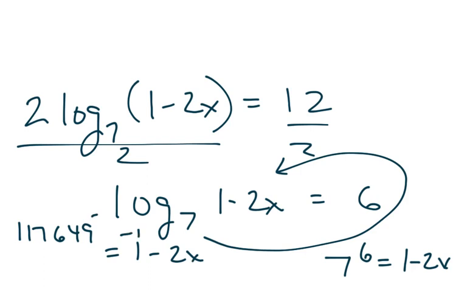I ran out of room here, so 1 minus 2x. So I'm going to subtract 1 and then divide by negative 2. So minus 1, dividing by -2, it's going to be, oh no, I squared it, sorry. So I need 1,017,648 divided by 2. It's going to be like 58,824. Okay?